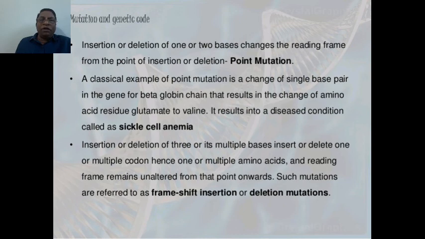Point mutation. This is called, or because of this, sickle cell anemia appears.